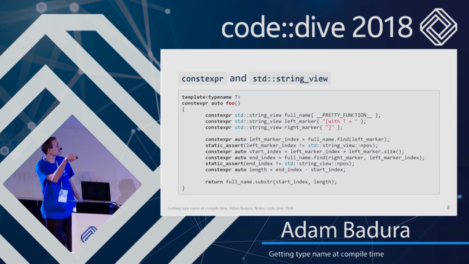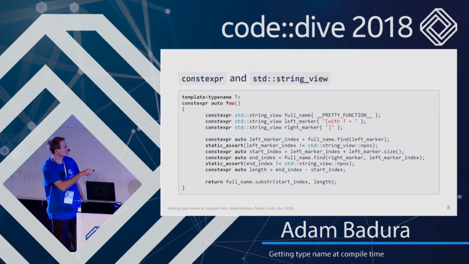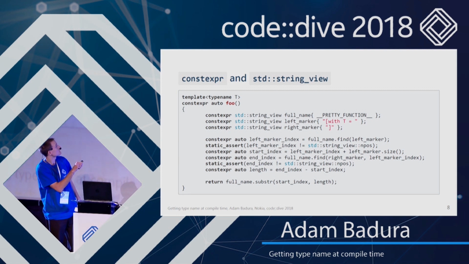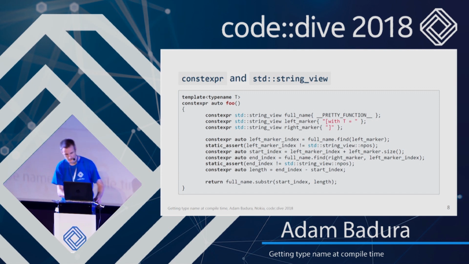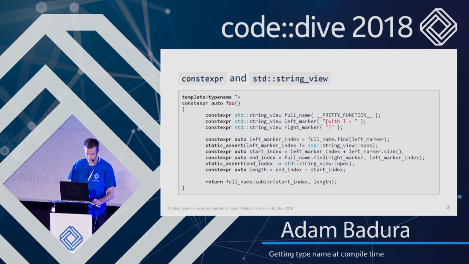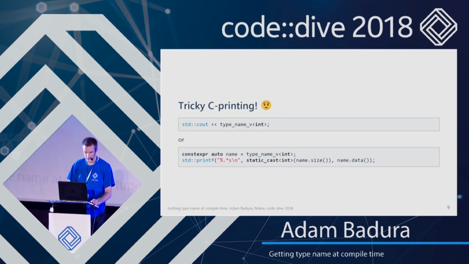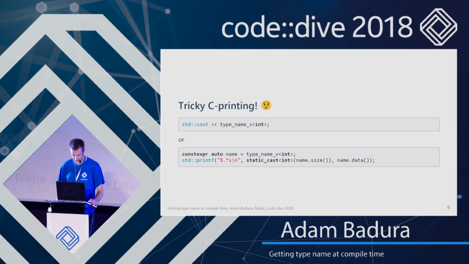And once we get those indexes properly, we can just query the substring from the string view to return the original type name. So that's pretty simple. There is, however, some problem with it.